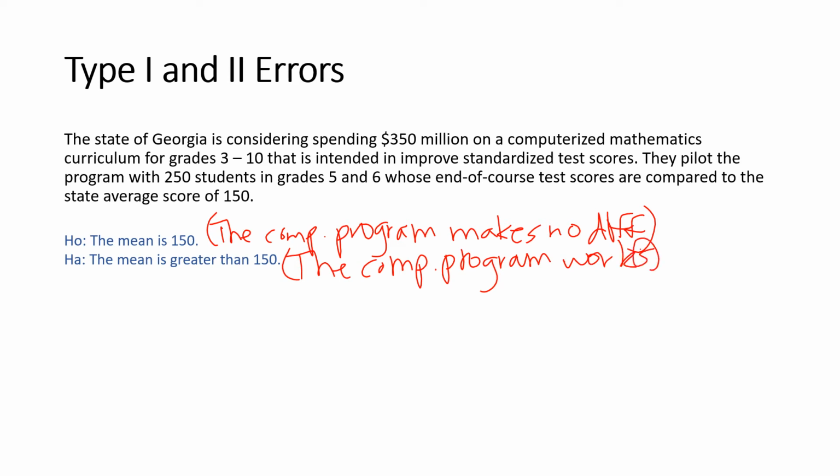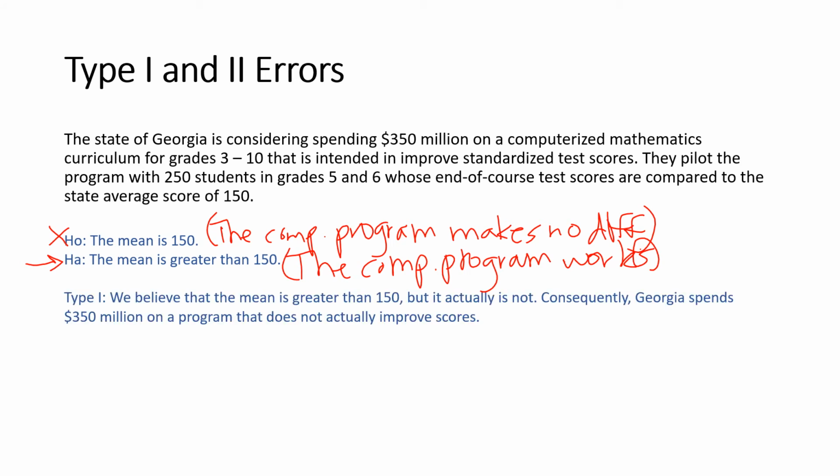Now, talk about errors. Type 1 error is when you reject the null hypothesis, but you shouldn't have. So if we reject the null hypothesis here, that means we're concluding that the mean is greater than 150. So type 1, we believe that the mean is greater than 150, but it's really not. If you think the program works, you're going to spend $350 million on a program that does not actually improve scores. That would be pretty bad to spend that much money and then nobody's score actually improves.